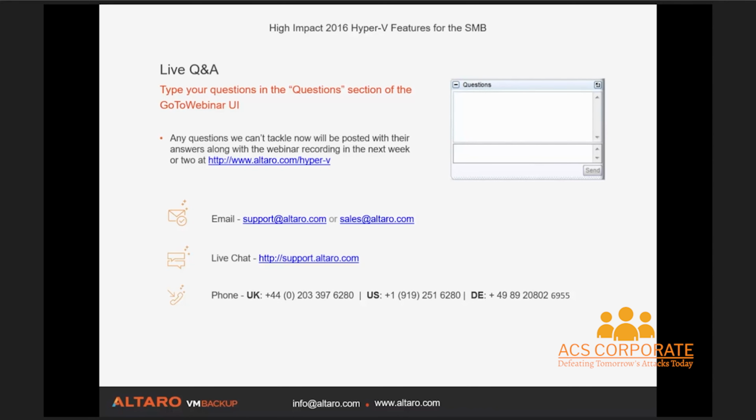Let's see. Got a question here. I thought you needed to have 4 gigs of RAM on each nested Hyper-V host. I'm not aware of any requirement like that. You just saw the ones that I was running. I had them all configured with 2.